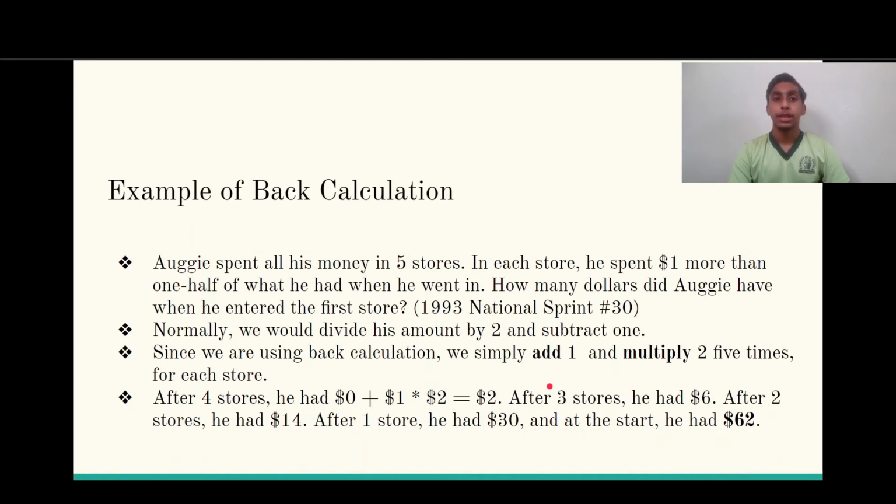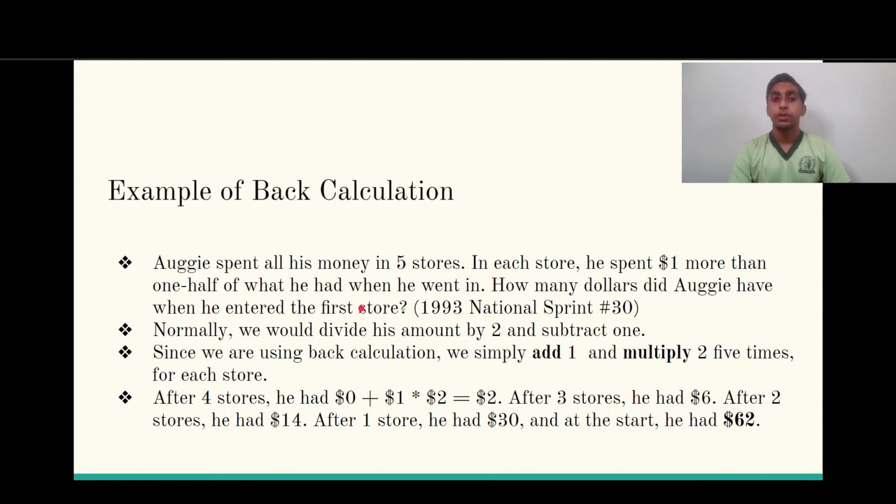Okay, so let's go over an example. So Augie spent all his money in 5 stores. In each store, he spent $1 more than 1/2 of what he had when he went in. How many dollars did Augie have when he entered the first store? So here, they say that he spent all his money at 5 stores, so he has $0.